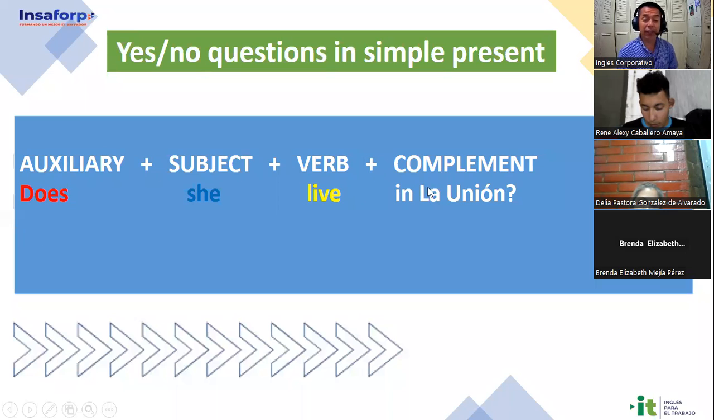Does she live in La Unión? Again, you say, hey, teacher, but you say she lives, right? With S, right? But in this case, no. ¿Por qué dijimos que no se le agrega la S al verbo? Vamos a ver si se recuerda alguien. Because when we use the auxiliary. Thank you, Delia. Thank you, Jose Atilio. Every time we use the auxiliary, the verb doesn't go with S. Siempre que usamos el auxiliary, al verbo no le vamos a agregar S. Never. Okay? Good.